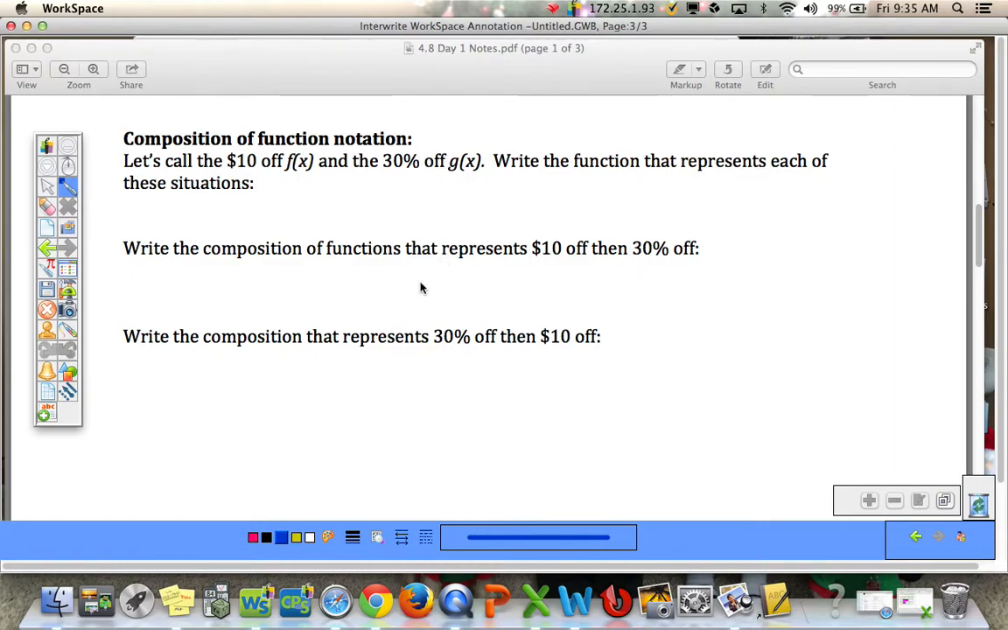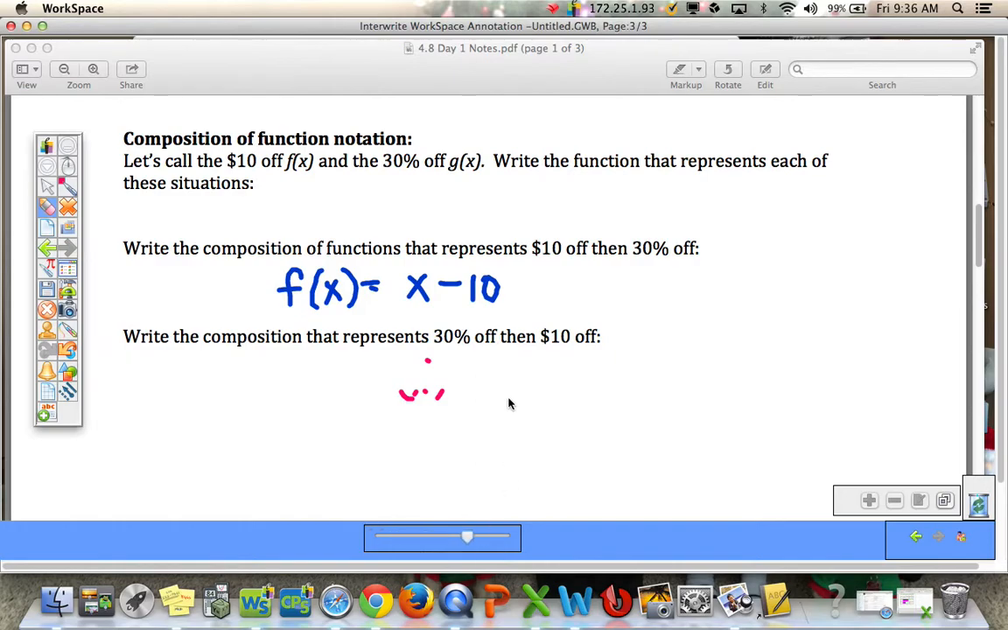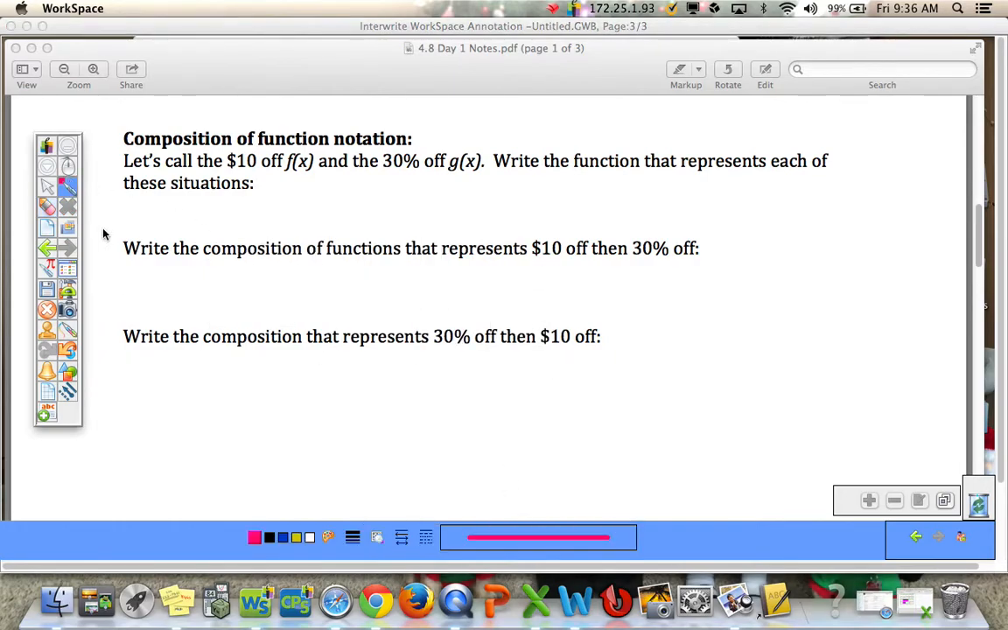All right, so f of x. Oops, it keeps restarting. I apologize. All right, so f of x is $10 off. So whatever the total is, x minus 10. G of x is the 30% off, and if you're taking 30% off something, oh, I'm going to write them up here. I'm sorry. This right here is the composition part. Okay, so I should have written it right here.